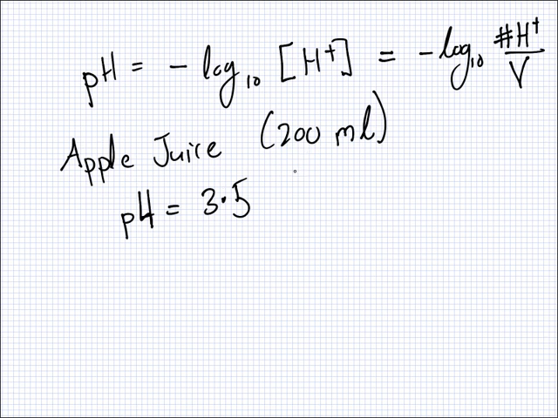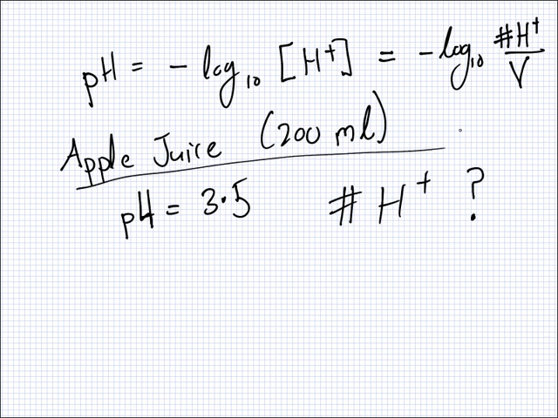So there's a couple of ways you could think about this. I want to know how many actual H plus ions there are in 200 mils of apple juice. So my question is, what is the number of H plus in this glass of apple juice? One way is to work out what it is for 1 litre of apple juice and then simply divide by 5 to make it 200 mils.